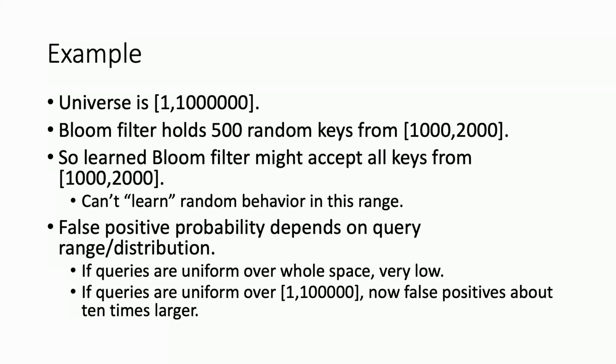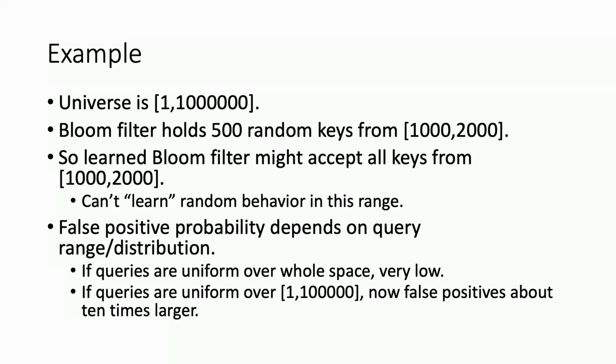An example of this might be good for thinking about how we understand this anyway. Suppose your universe is the numbers from 1 to 1,000,000. Your Bloom filter is supposed to hold 500 random keys from 1,000 to 2,000. You can imagine your learned predictor might just say, I'll accept all the keys from 1,000 to 2,000. I don't really have a way of deconstructing this random set in this interval, so I'll just treat it as the whole interval.